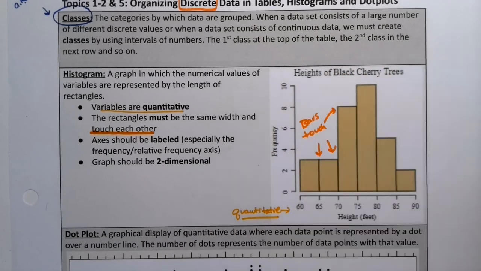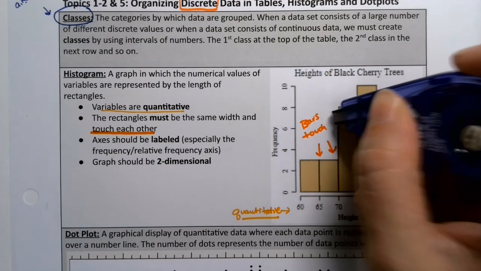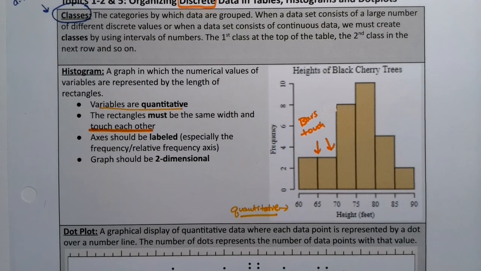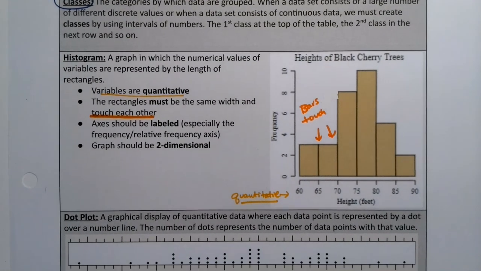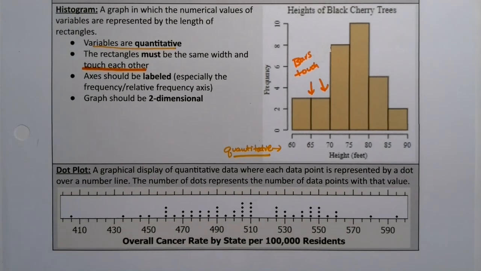Oh, you can see it right there. That's better than this arrow. All right, so that's a histogram. It's like a bar chart, but not quite, because it's numerical data on the horizontal axis and the bars touch. And then there's something called a dot plot, which is a graphical display of quantitative data where each data point is represented by a dot over a number line. And the number of dots represents the number of data points with that value.